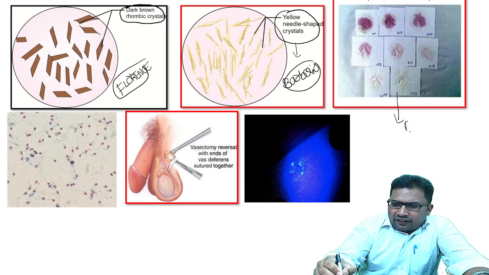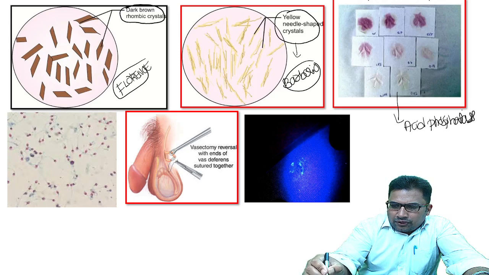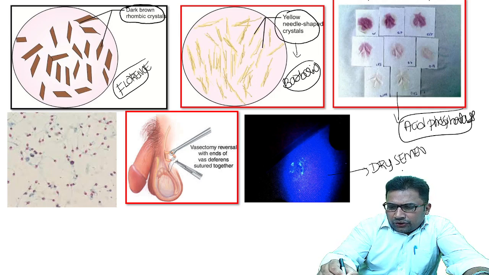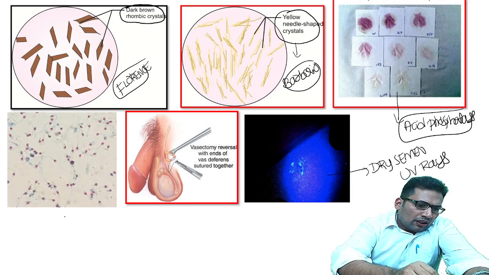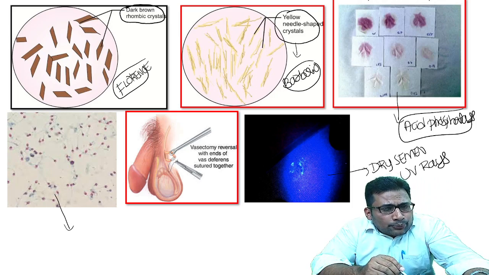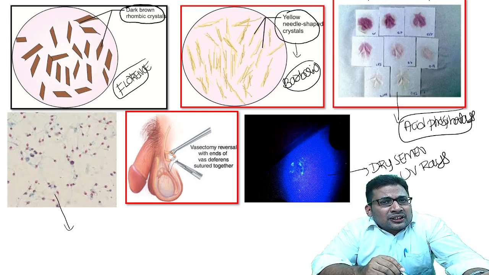This is acid phosphatase test. Acid phosphatase. This is a dry semen. So dry semen which is visible under UV rays, bluish white in color. The most confirmatory test is the visibility of the sperms in the staining, that is Christmas tree staining. That is the most confirmatory test.